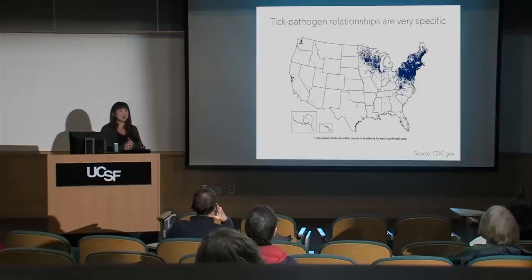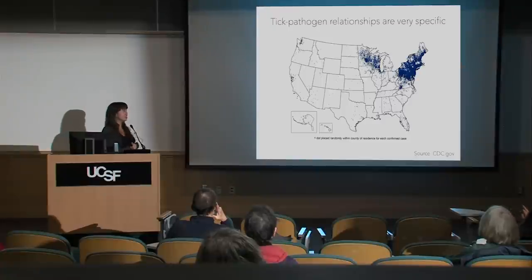So Lyme disease cases are on the rise, and so it's interesting to think more about the biology of the tick and why they're so unique in their ability to transmit this, because maybe that could provide us with clues as to how we can block it, because this pathogen completely relies on the tick for entry and spread in your body. And so, as I mentioned at the start of this, tick-pathogen relationships are very specific.